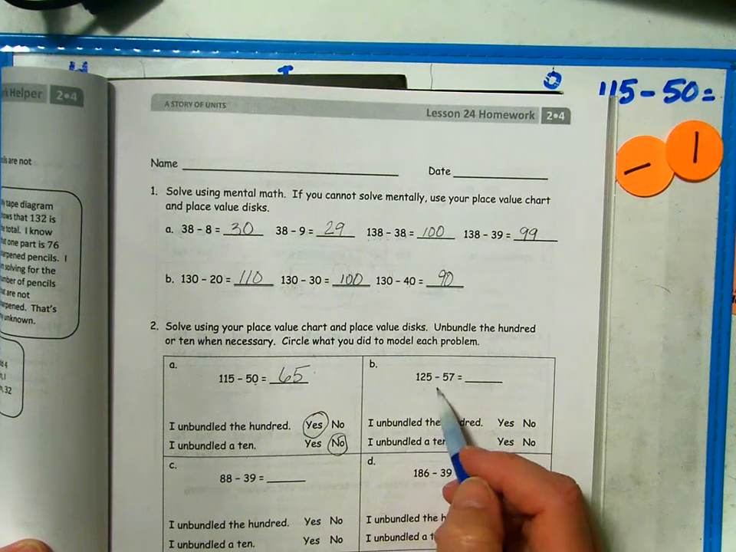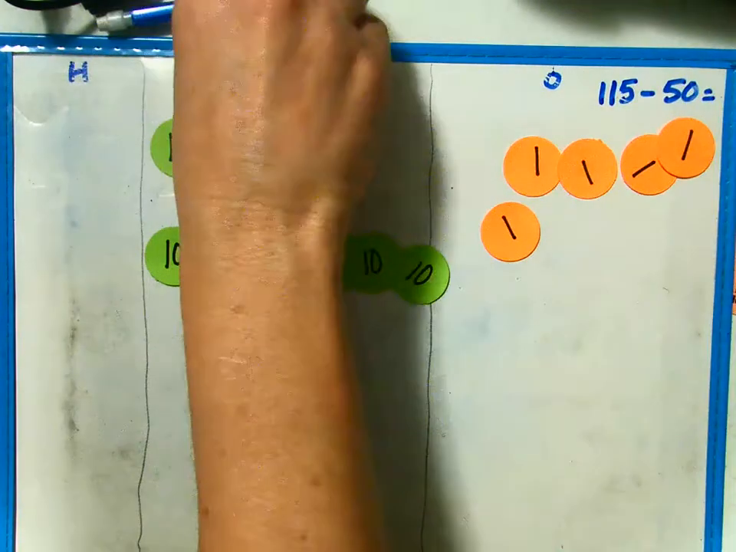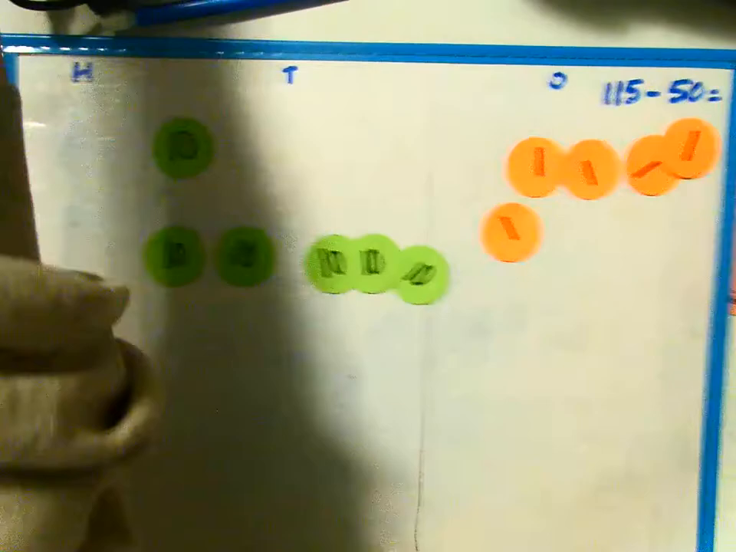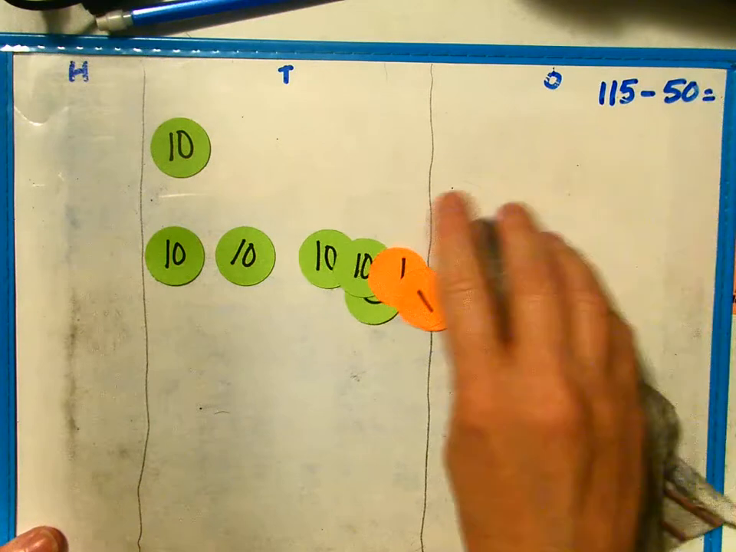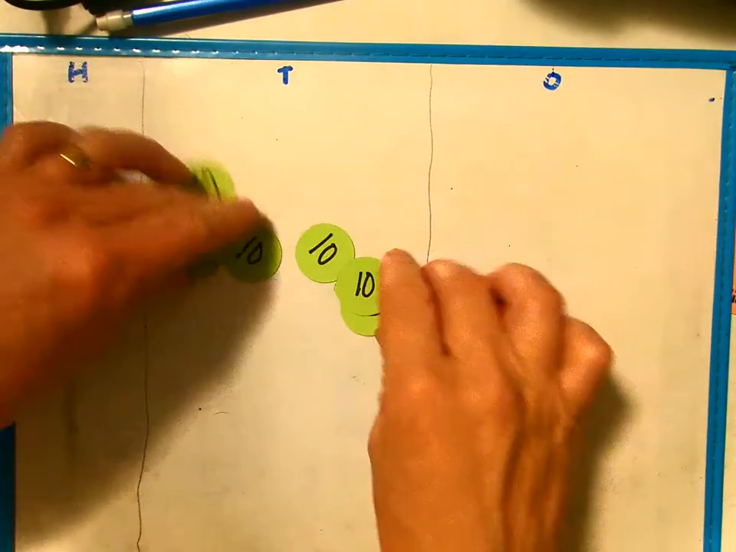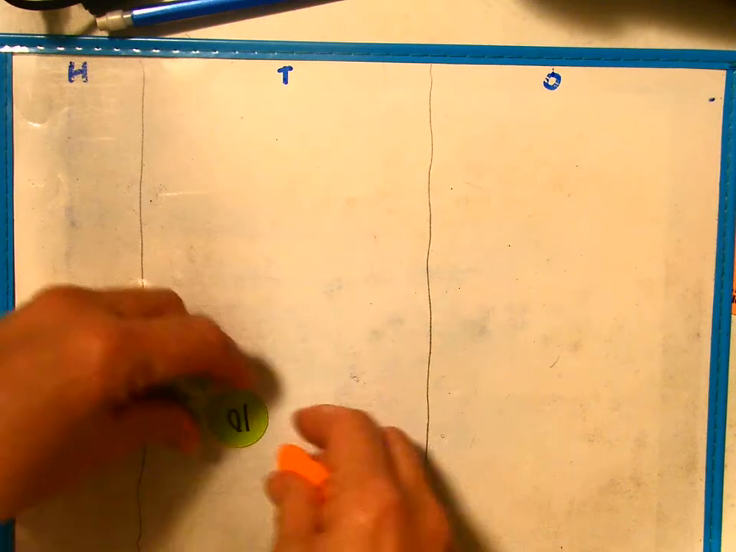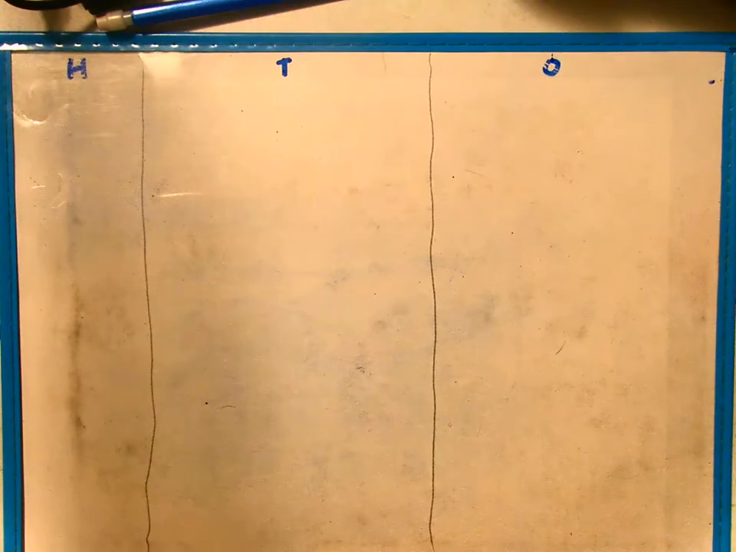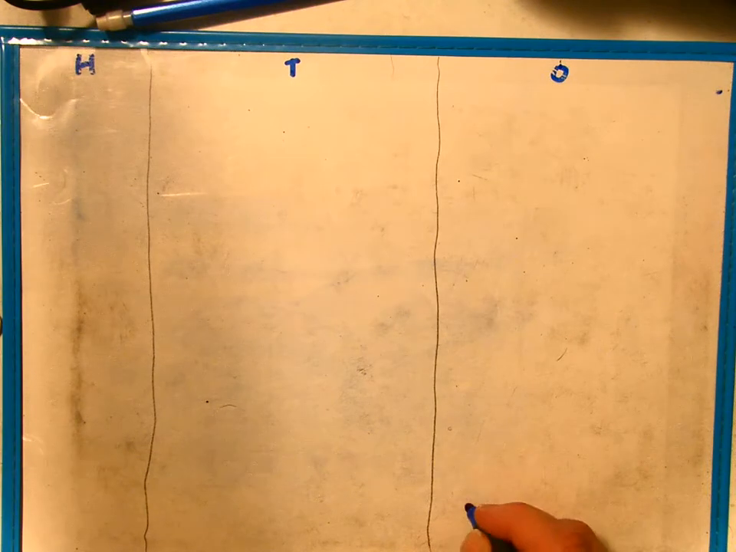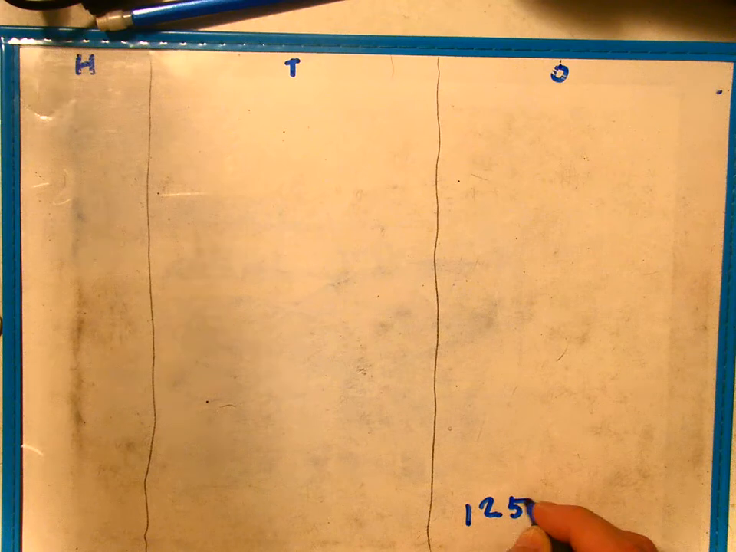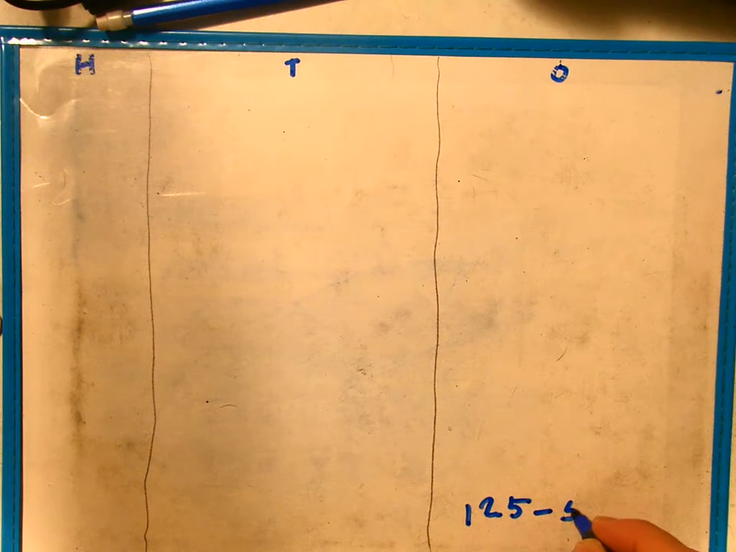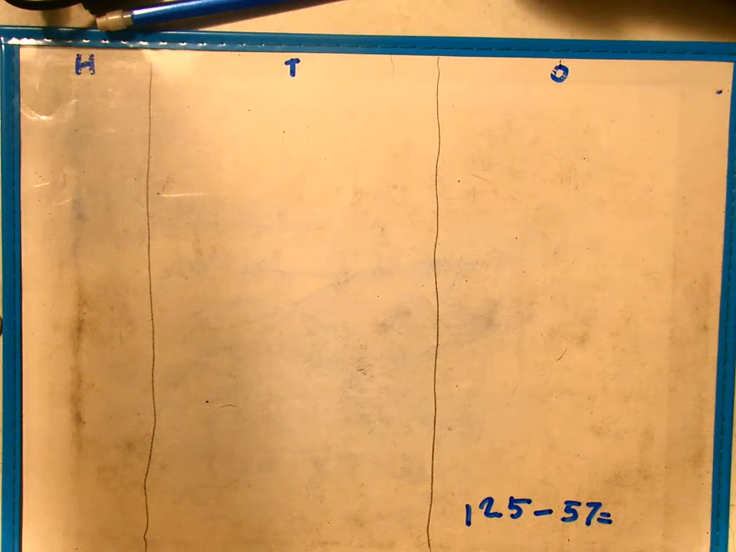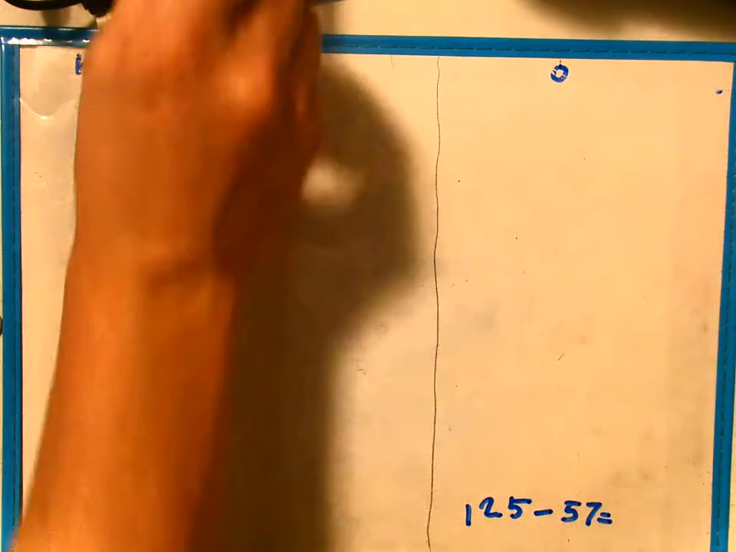B, 125 minus 57. So here we go. I'm going to clear my board. Sorry, finding my eraser. I'm going to clear that problem out, take my ones and my tens off, because we need to start over. So our new problem is 125 minus 57.